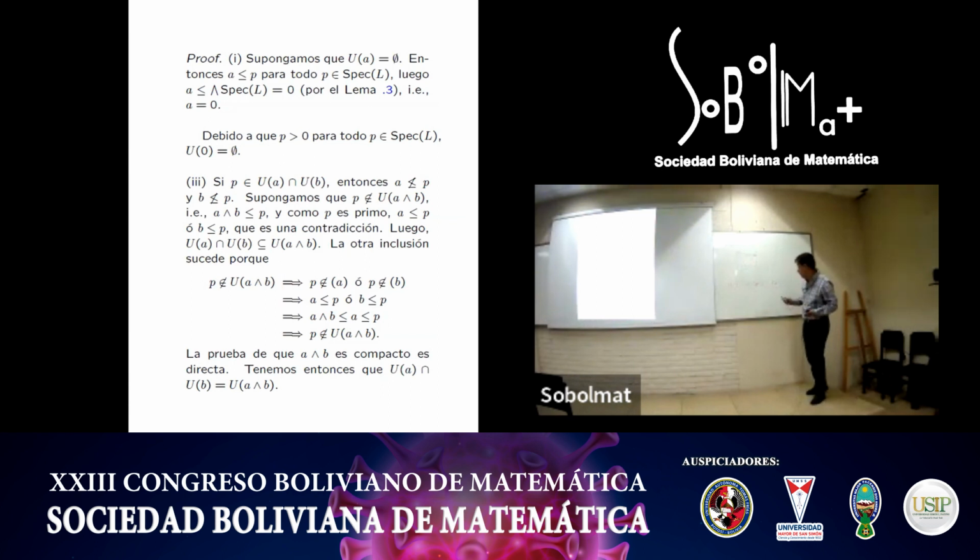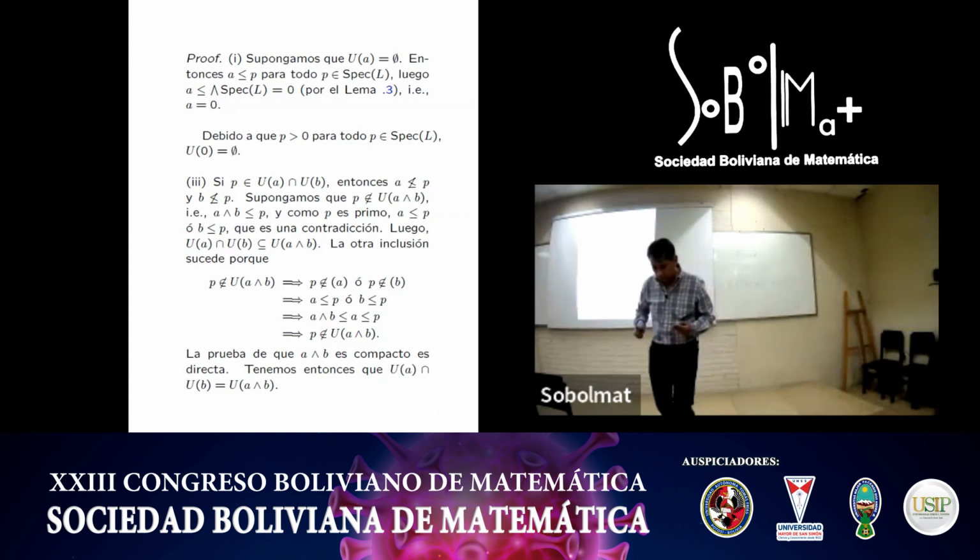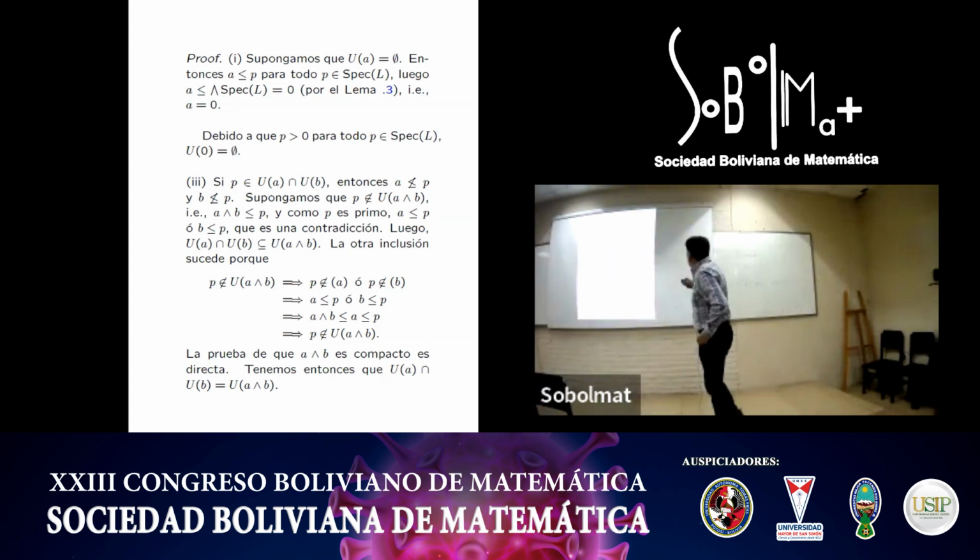Recuerden que estamos en un retículo. La tricotomía no se da. Puede ser que dos elementos sean incompatibles. Okay, so if it's empty, it means that this never happens for every P. So A will always be less than or equal to P. So that's the negation of this. So that's what we have here for all P.